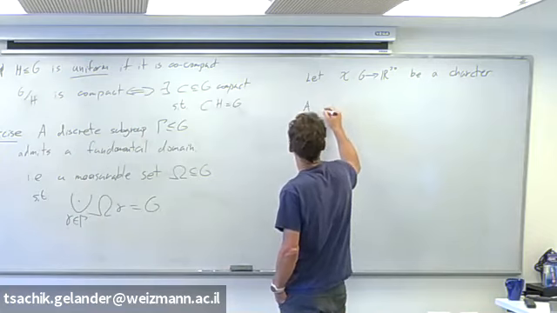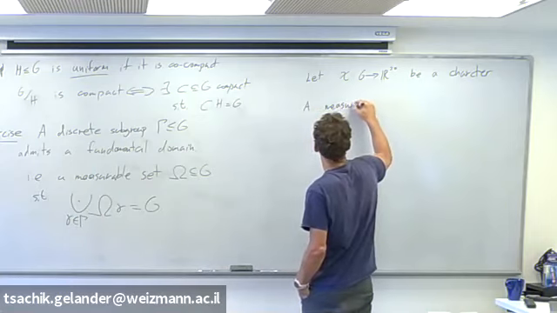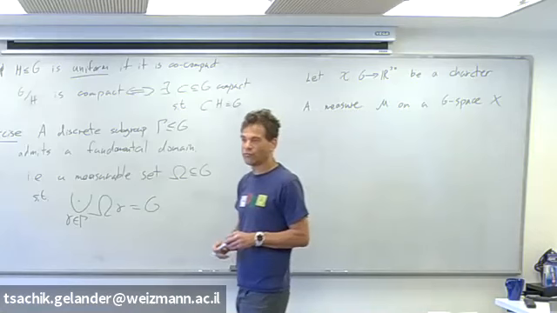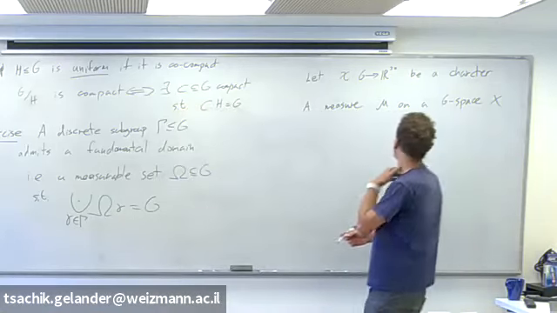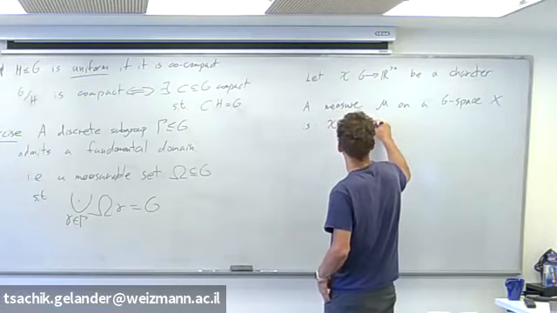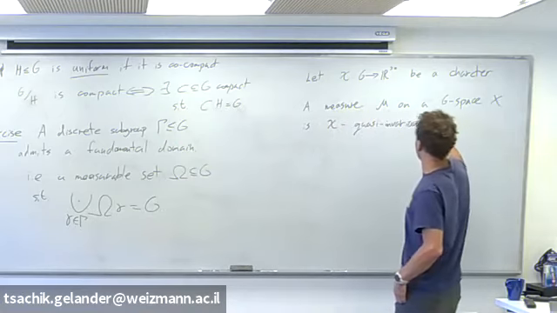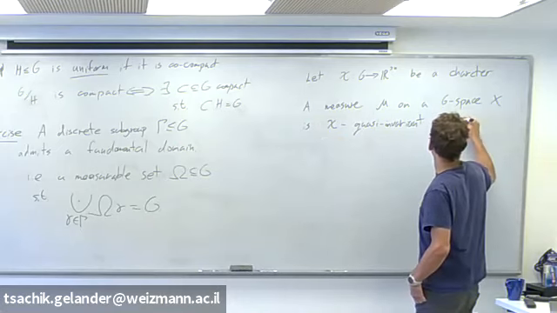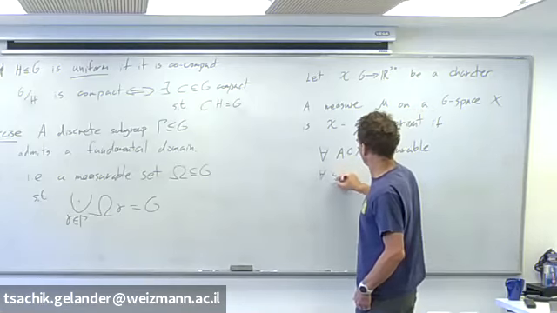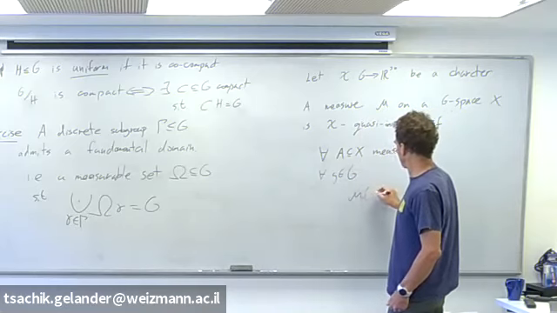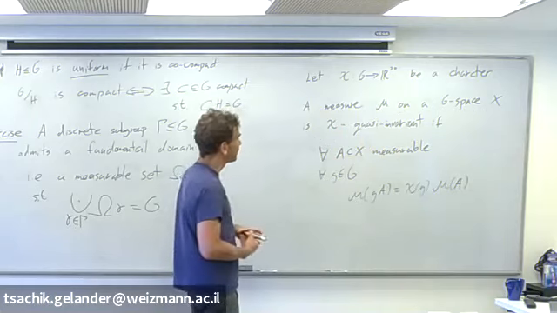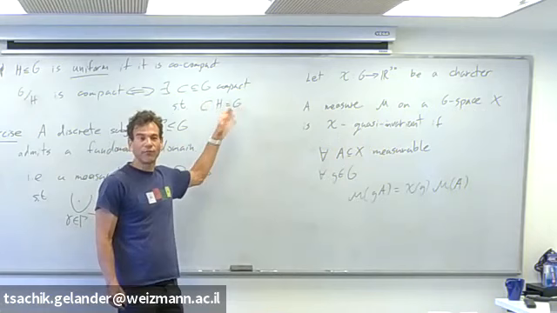A measure mu on a space X, let's say X is a topological space on which G acts, and it has a Borel structure, is called chi quasi-invariant, or quasi-invariant with character chi, if for every measurable A in X and every g in G, we have that mu of gA is chi of g times mu of A. Such a measure is chi quasi-invariant.